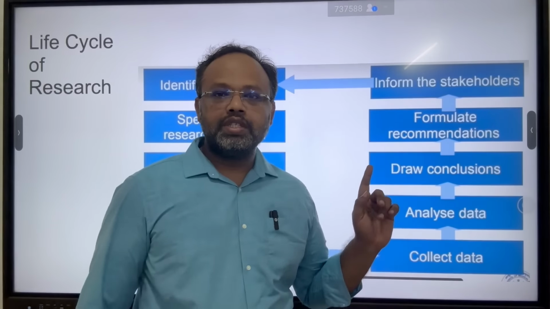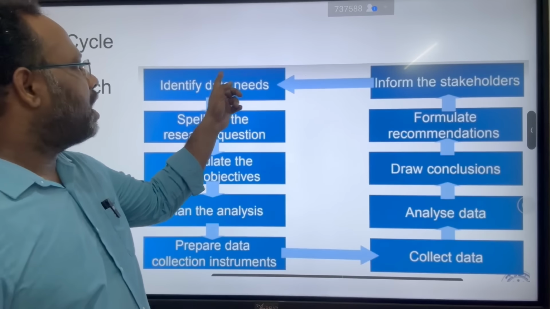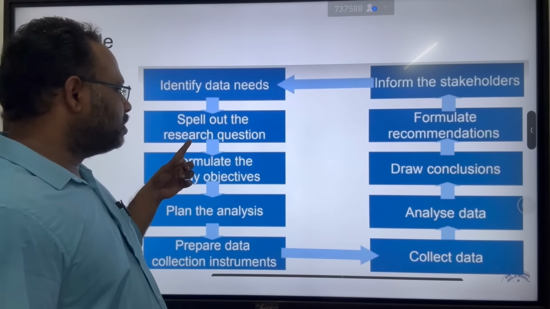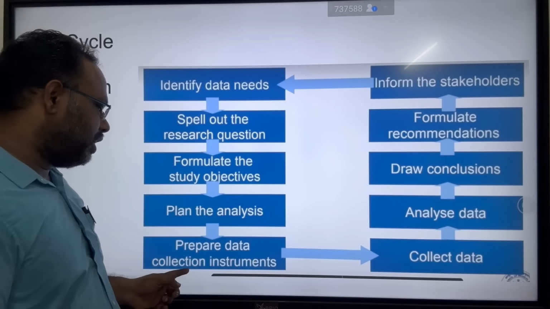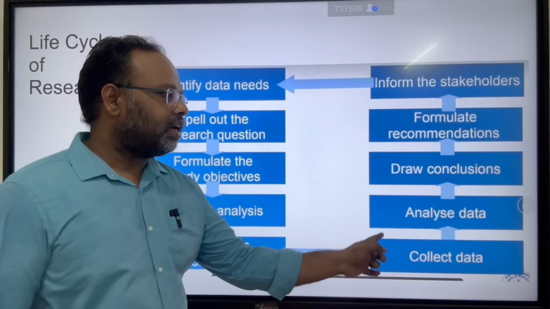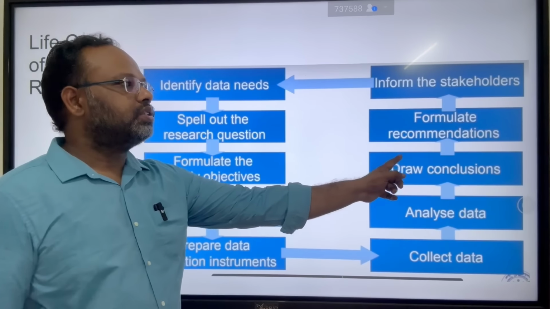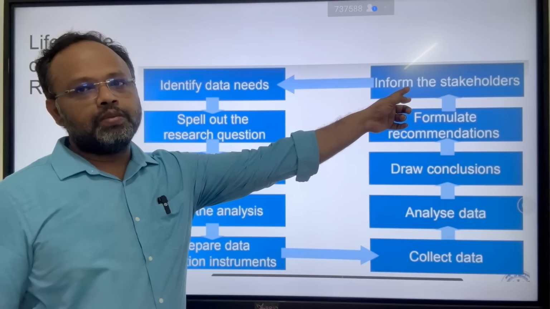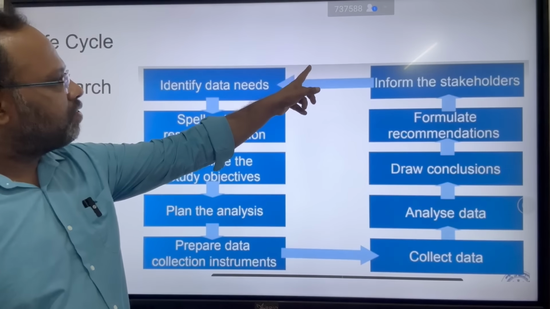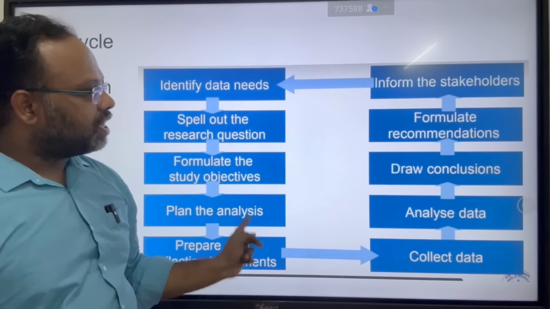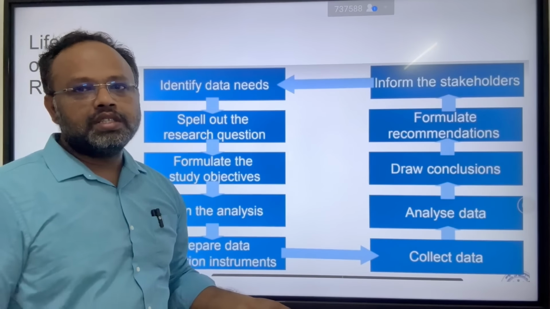We have seen about this life cycle of research where we identify the data needs, spell out the research question, formulate the study objectives, plan for analysis, plan for data collection instruments, collect the data, analyze the data, draw conclusions, we provide recommendations, then we inform the stakeholders, then the stakeholders do some transformations, then there will be a data need, and this cycle continues. This cycle is called the life cycle of research.